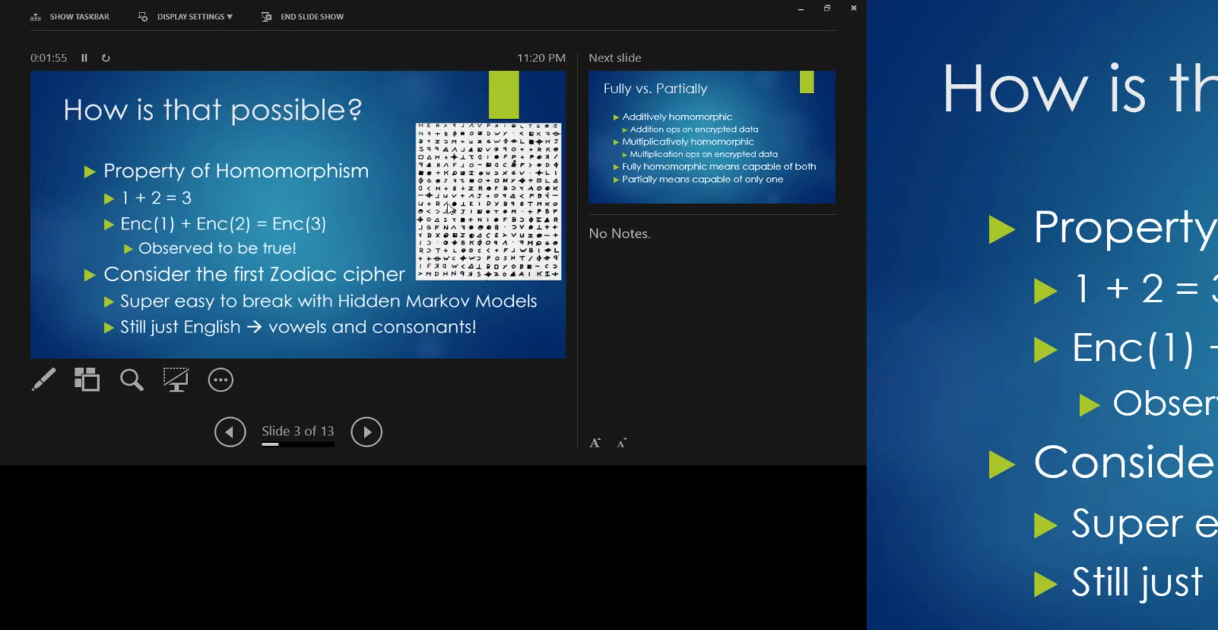So let's consider the first one. We know, for example, the basic arithmetic fact of 1 plus 2 equals 3. Well, it just so happens that in encryption schemes, we observe that if we encrypt each individual piece of that equation and sum them together, it's true that the encryption of 1 plus the encryption of 2 equals the encryption of 3.